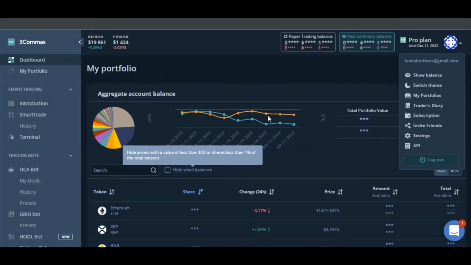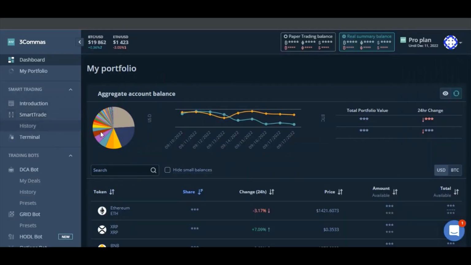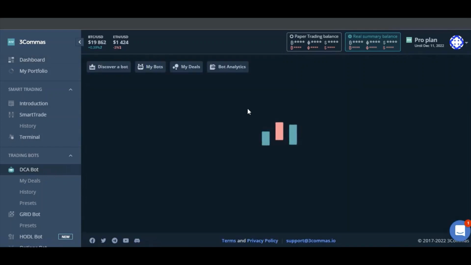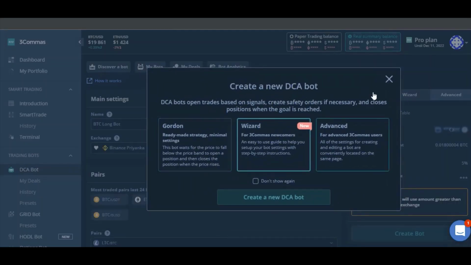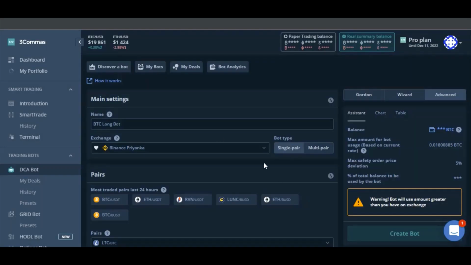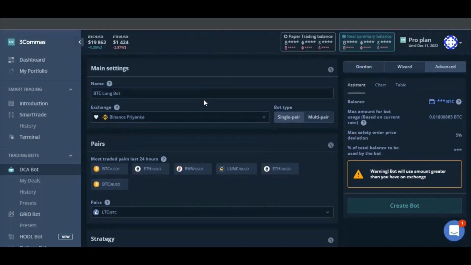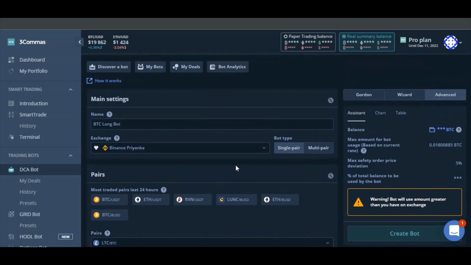So here I'm going to use the 3COMMAS platform and the Binance exchange. If you want to create a DCA bot, you just have to click the plus icon, right? When you click the plus icon, you will have this kind of window pop up. Then just click advanced and create a new DCA bot. So the DCA bot creating interface is like this.